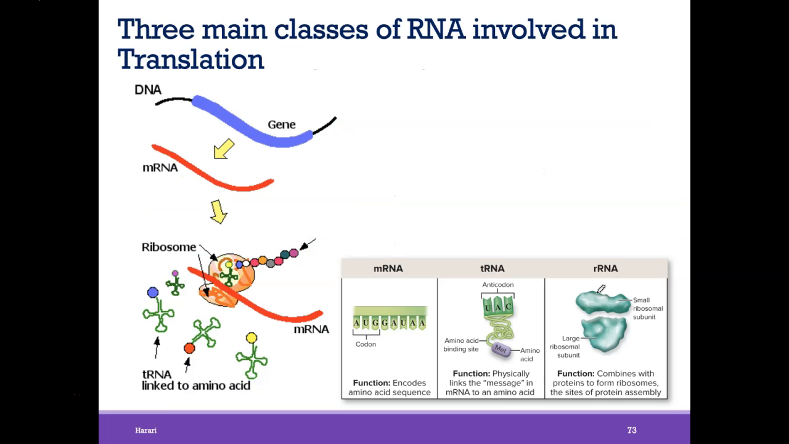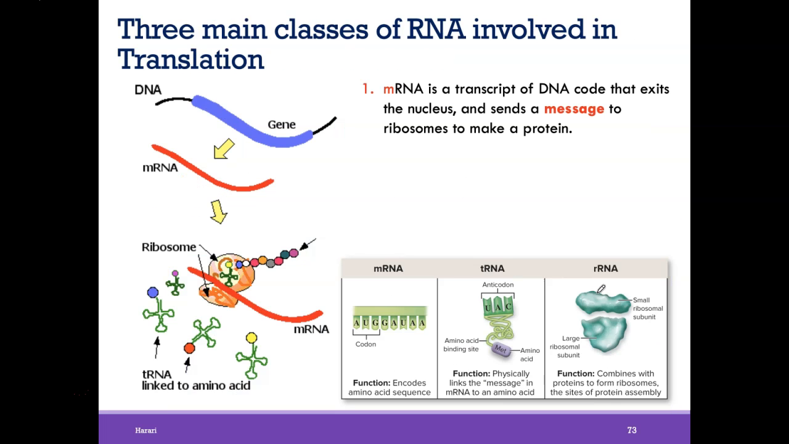So, if that's clear, we can move on to talking about two other kinds of RNA that are involved in translation. We already spoke about mRNA, which is the transcript of DNA code that can leave the nucleus and send a message to the ribosome to make a protein. That's what was produced in transcription. So the mRNA encodes the actual amino acid sequence. The codons are found in messenger RNA.